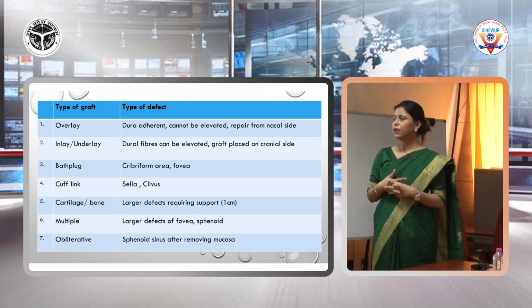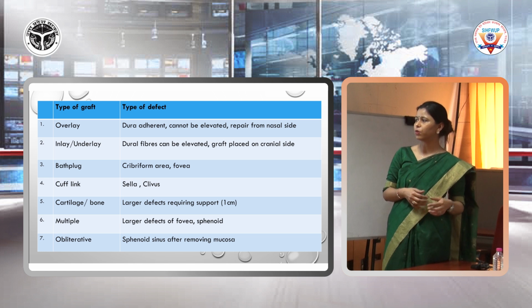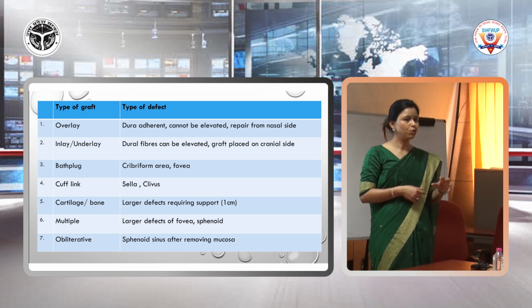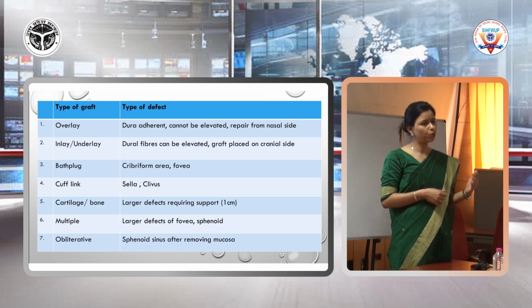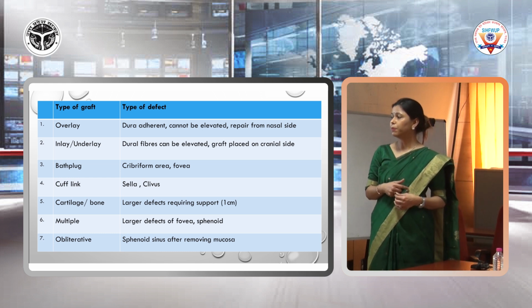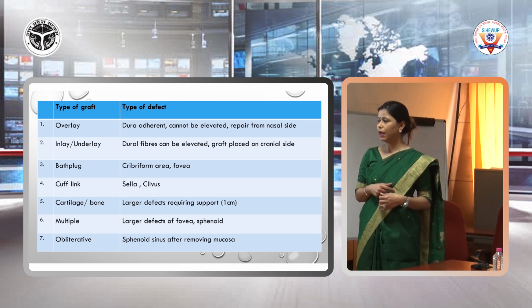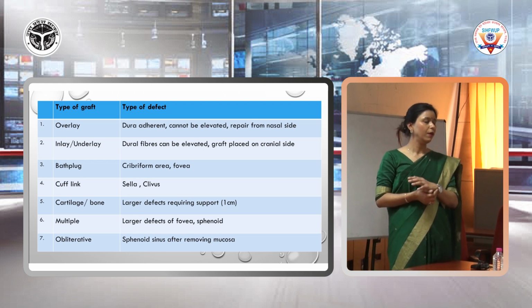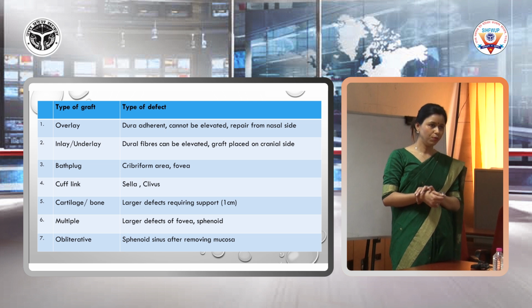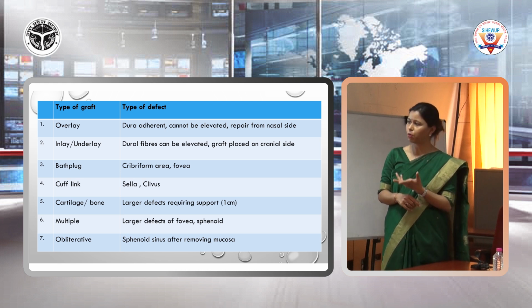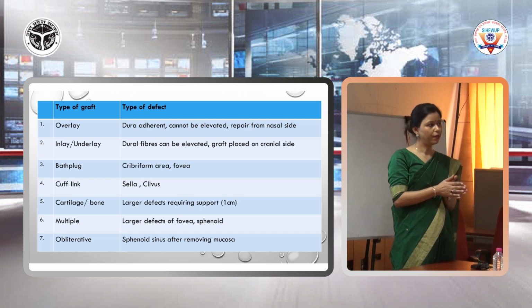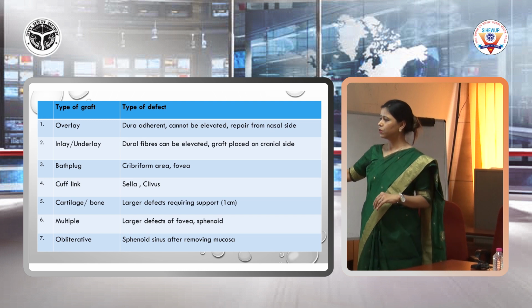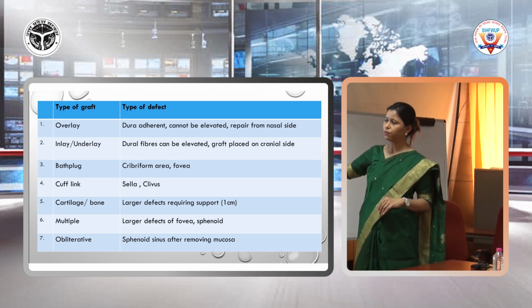Then cartilage or bone: larger defects require support from cartilage or bone, more than 1 centimeter. So small defects are generally less than 1 centimeter and larger defects are more than 1 centimeter. So for multiple larger defects of fovea and sphenoid, an obliterative technique is generally used for sphenoid. Although nowadays even the obliterative technique is not preferred. The preferred technique is a good approach, right, and keeping the sinus pneumatized and open. Right? So, but obliteration was done in sphenoid sinus and also frontal sinus.